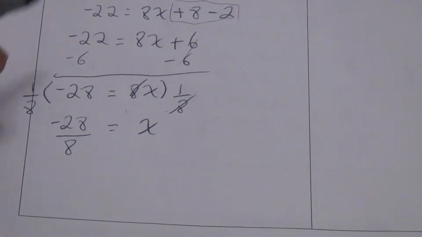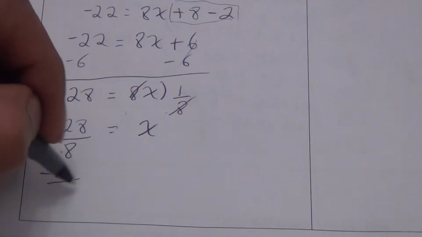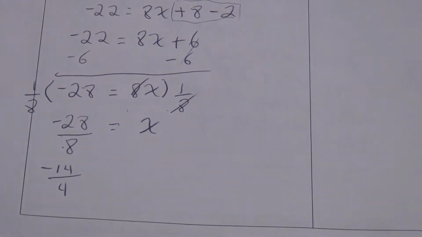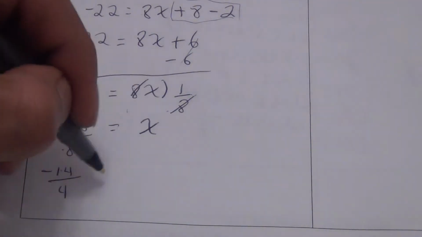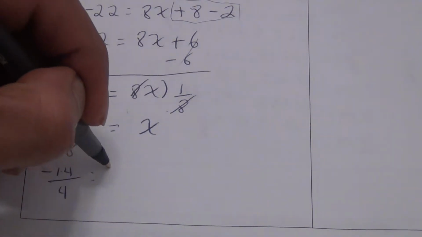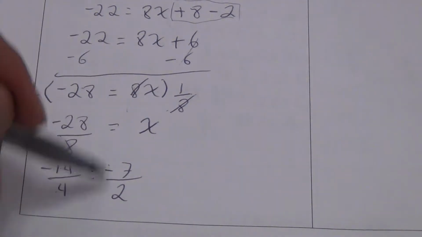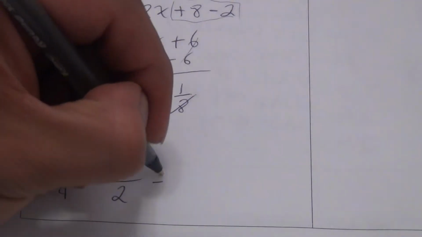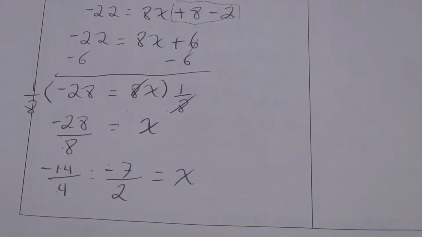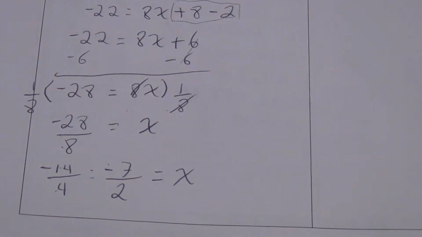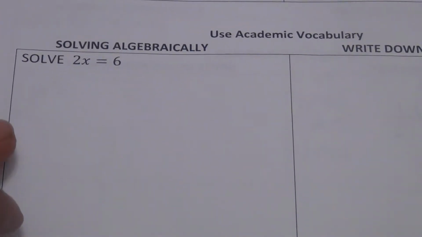What's half of 28? That's 14, right? And half of 8 is 4, correct? And now half of 14 is 7. So -7, and half of 4 is 2. That's it. It cannot be reduced anymore, so that's what x is. Negative 7 over 2, 3.5. All right? Oh, hell no, that's too easy, too easy.